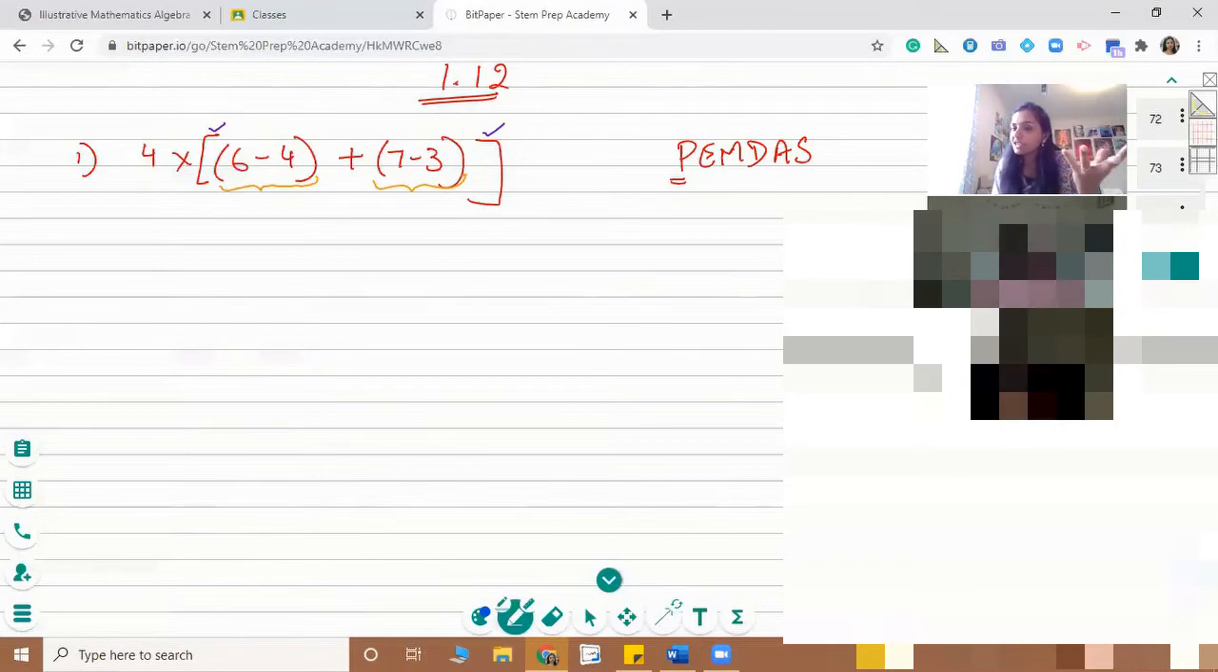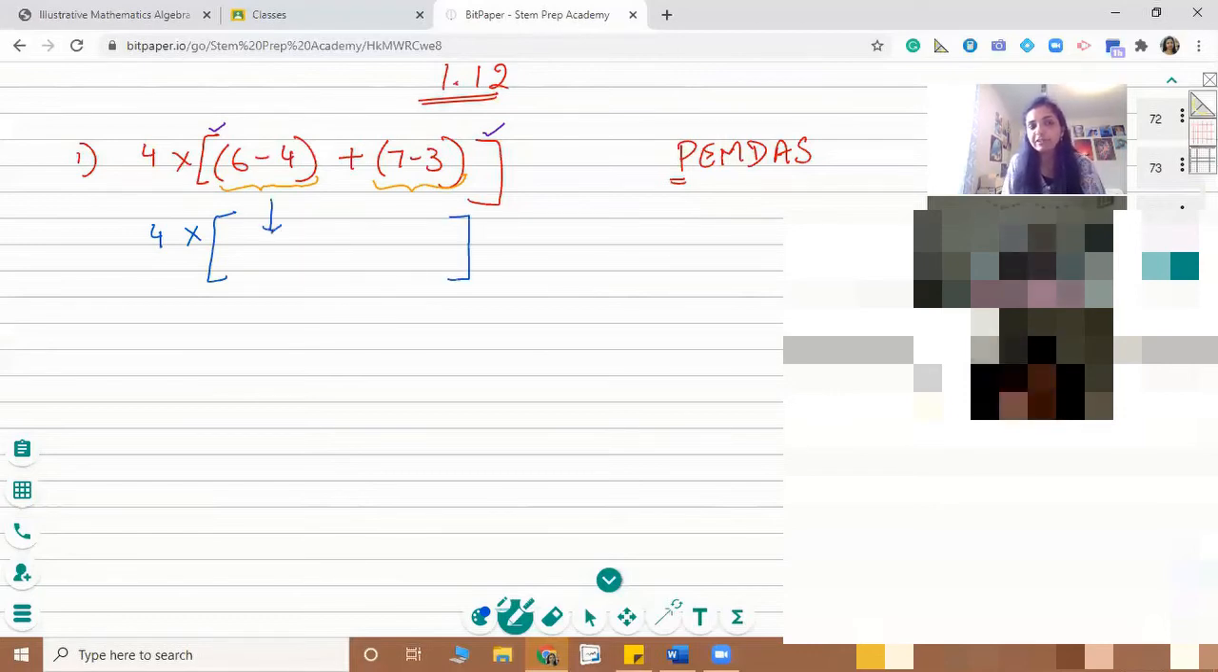So can I solve these 2 parentheses in one go? Just in one step, can I do that? Yes, I can do that. Let's see. 4 multiplied, I am keeping my bigger parenthesis as it is. Let's solve this one first. This is 6 minus 4, and I'm going to get 2. This is 7 minus 3, and I'm going to get 4. And the sign I will bring in as it is, which is a plus sign.